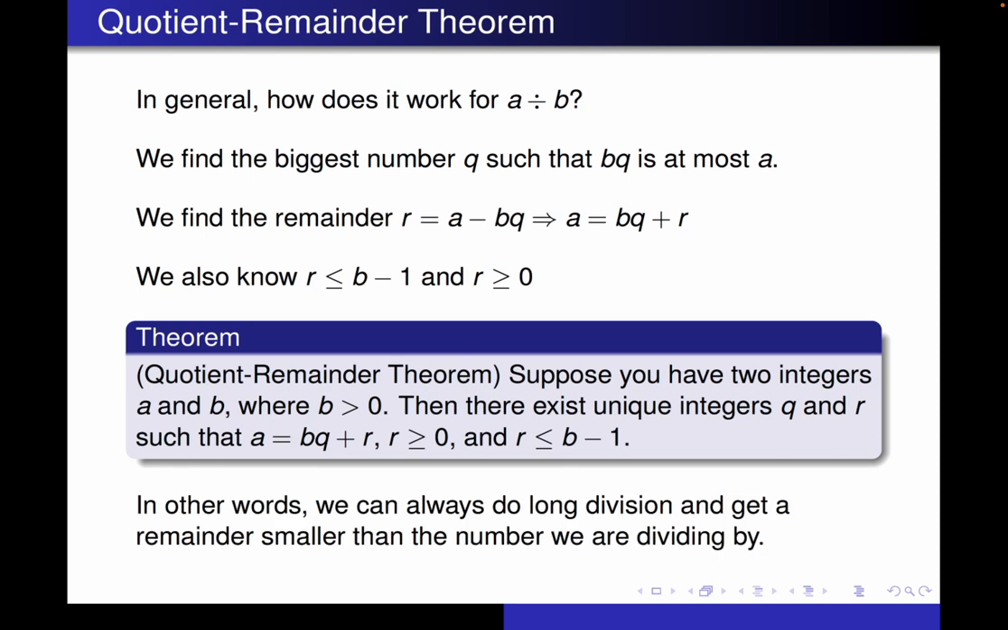And the unique means that there's only one possible quotient-remainder pair that you can get. You can't get one Q and R that works and another different Q and R that also work. And another way of saying this theorem is that we can always do long division and end up with a remainder that is smaller than the number we are dividing by.